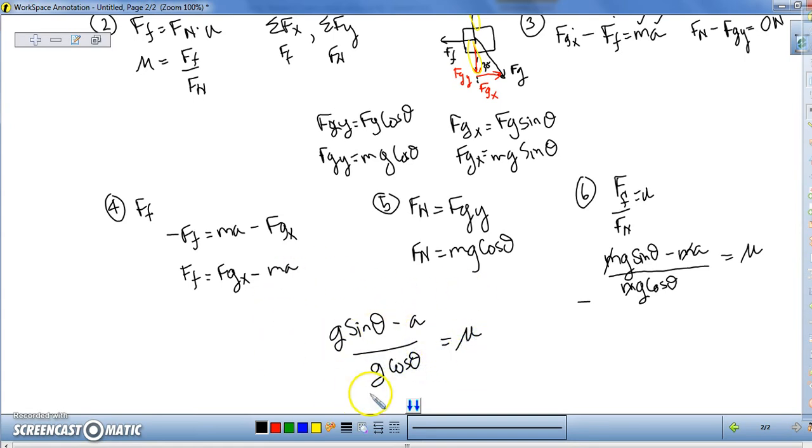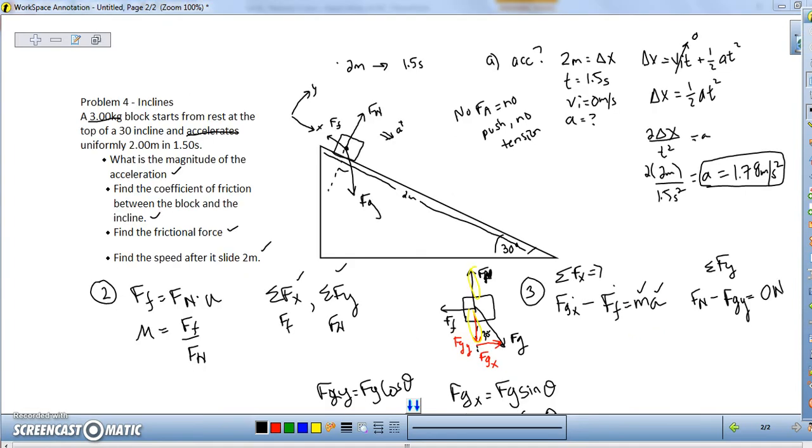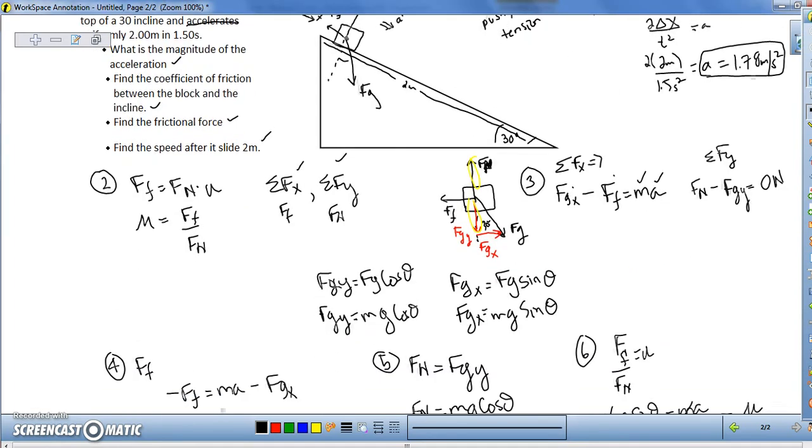Now, I think even if you look it up in Wikipedia, they actually have this exact equation. And this is basically how you get it. So let me just plug in the numbers. I get g 9.81 sine 30 minus our acceleration from before, which was 1.78.